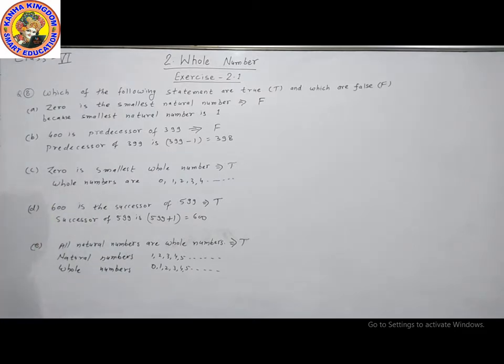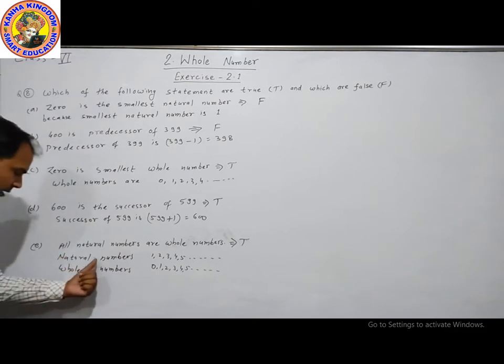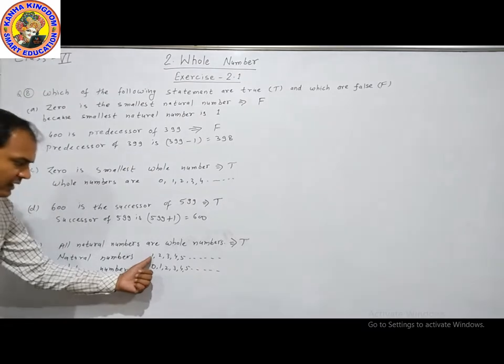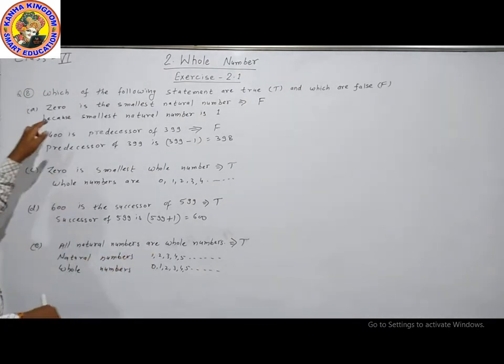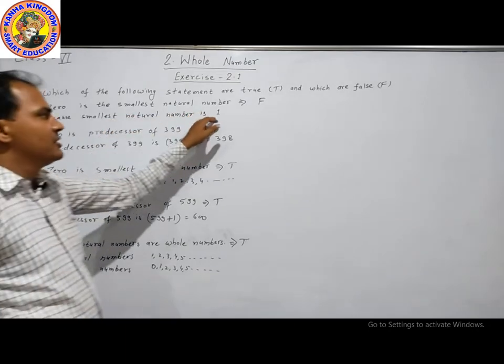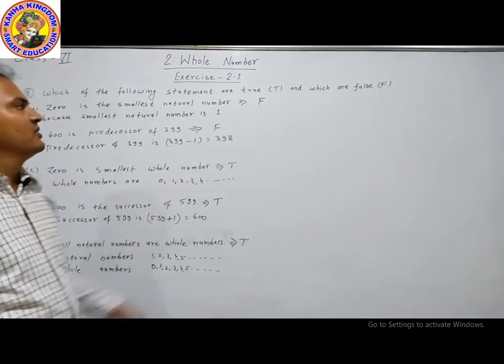So let us take it from the beginning of the question. Which of the following statements are true and which are false? Part A. 0 is the smallest natural number. Natural numbers start from 1. There is no 0. So the smallest natural number is 1. So this statement is false.